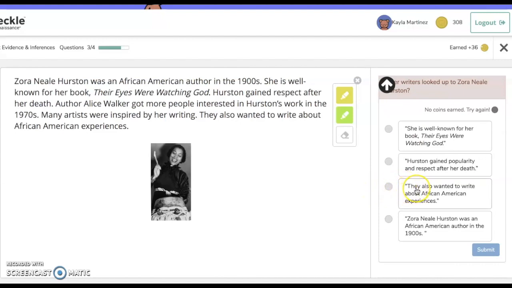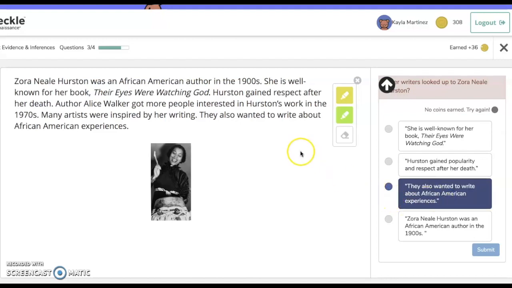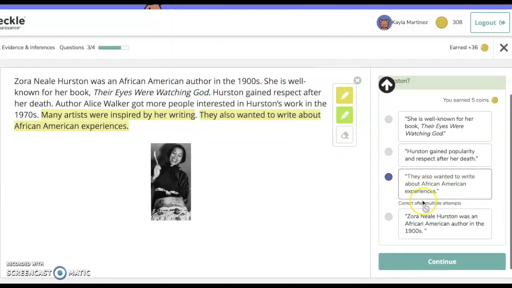Well, who are the they? They also wanted to write about African American experiences. We're talking about the other artists, the other ones that were inspired by her. So again, if you went back to the text and you looked at each of these examples and where they were, you would have seen that this one here is right here. And it tells me right before that many artists were inspired by her, that they looked up to her. So they also wanted to write about her experiences.